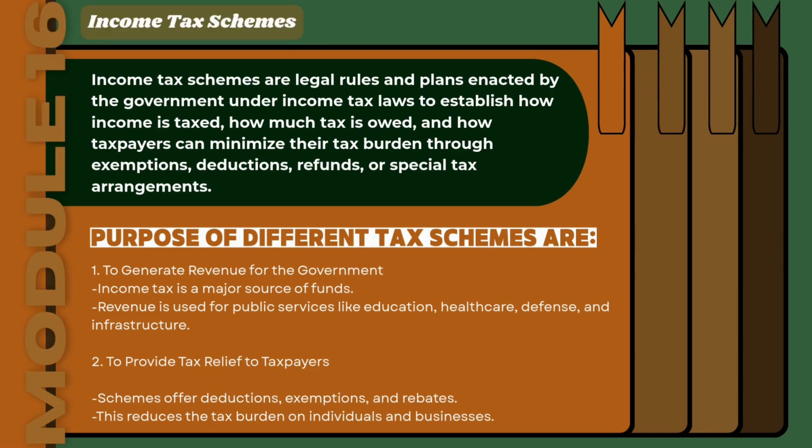Purposes of different tax schemes are: 1. To generate revenue for the government. Income tax is a major source of funds. Revenue is used for public services like education, healthcare, defense, and infrastructure. 2. To provide tax relief to taxpayers. Schemes offer deductions, exemptions, and rebates. This reduces the tax burden on individuals and businesses.